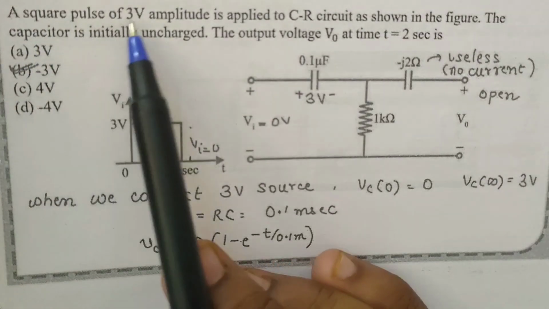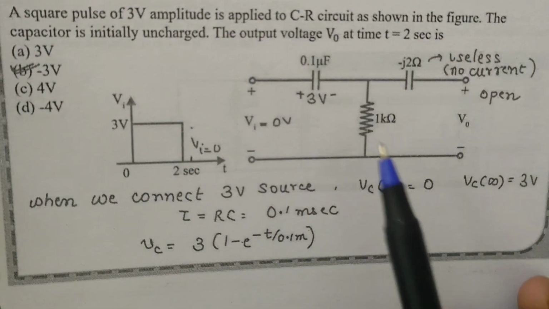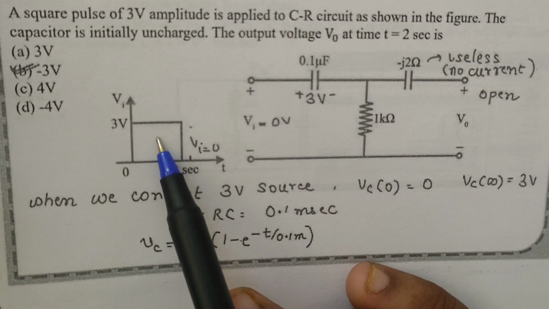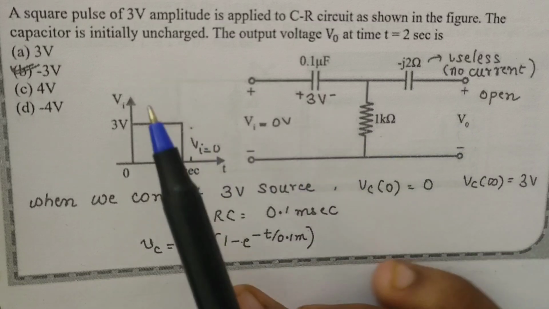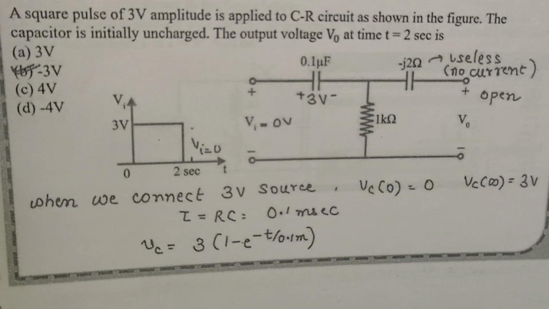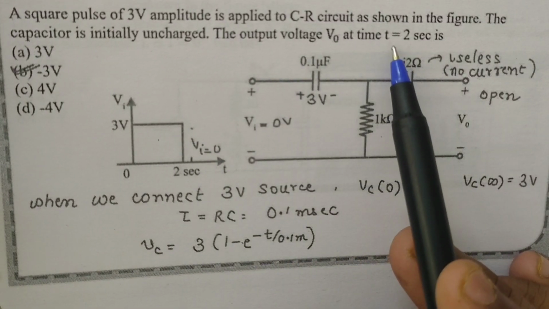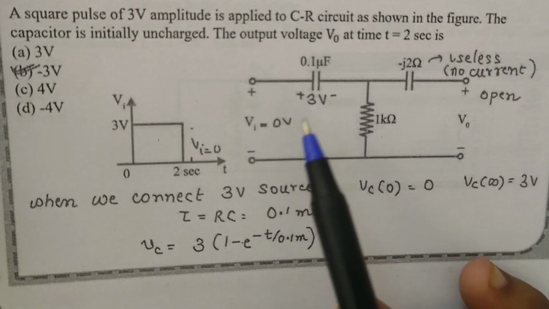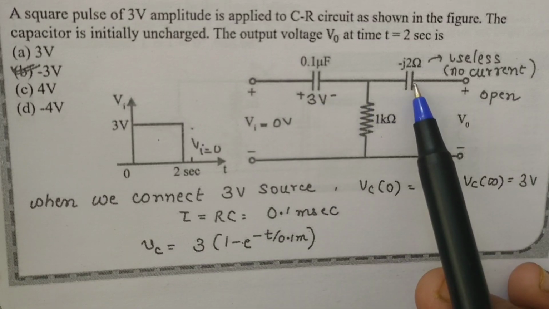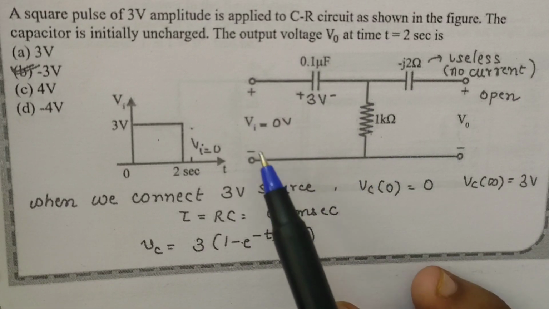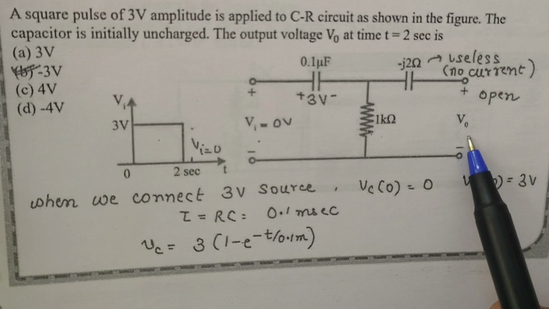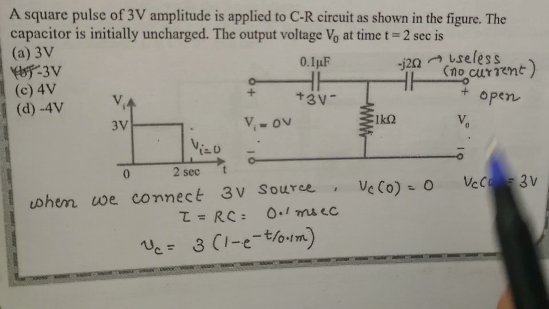A square pulse of 3 volt amplitude is applied to the CR circuit as shown in the figure. This is the pulse voltage and this is the circuit. The capacitor is initially uncharged. The output voltage at time t is equal to 2 seconds. First of all, it has 2 capacitors and 1 resistor. Initial voltage is 3 volts. He is asking to find the output voltage at t is equal to 2 seconds.